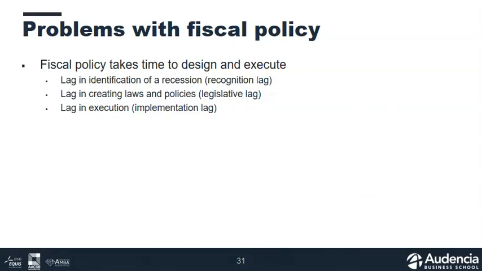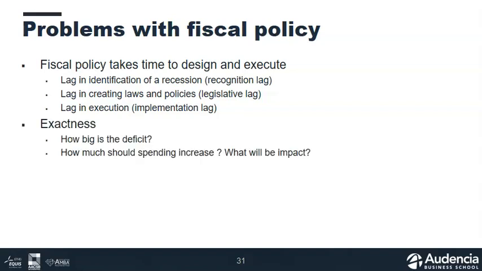Other problems with fiscal policy. Fiscal policy takes time to design and execute. Fiscal policy has lags. It takes us time to see that we're in a recession. That's called a recognition lag. It takes us time to create the laws and policies. This is a legislative lag. And it takes us time to put them into place. And this is particularly true, obviously, with discretionary fiscal policy, not with automatic stabilizers.